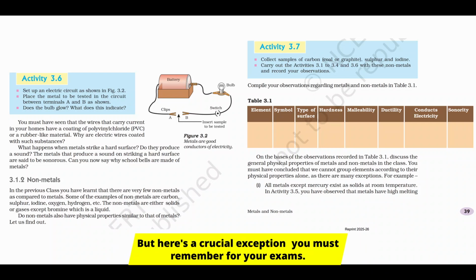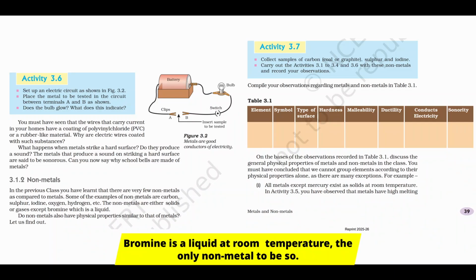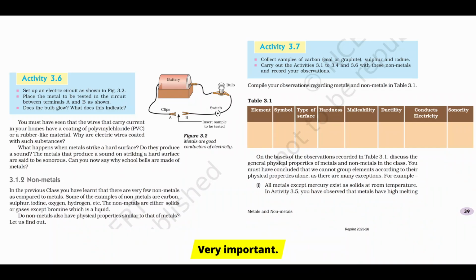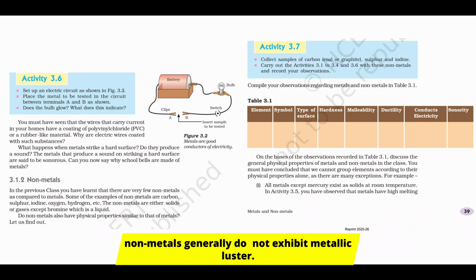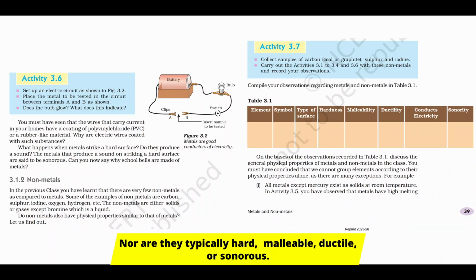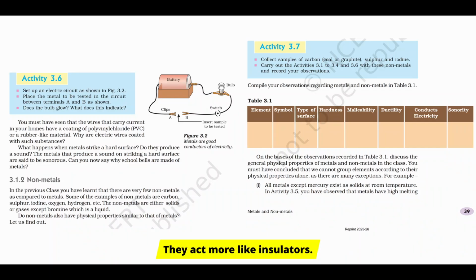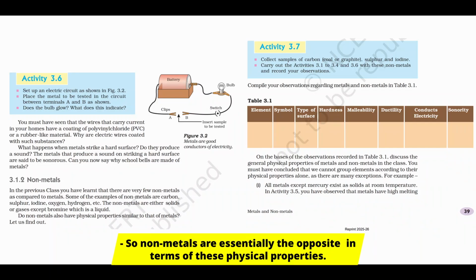But here's a crucial exception you must remember for your exams. Bromine. Bromine, the liquid one. Exactly. Bromine is a liquid at room temperature, the only nonmetal to be so. Very important. Now, in stark contrast to metals, nonmetals generally do not exhibit metallic luster. They tend to be dull. Nor are they typically hard, malleable, ductile, or sonorous. Furthermore, they are generally poor conductors of both heat and electricity. They act more like insulators. So nonmetals are essentially the opposite in terms of these physical properties.